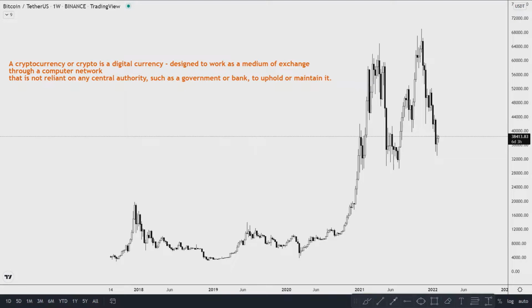So first off, what cryptocurrency is. A cryptocurrency, or crypto as it's usually referred to, is a digital currency designed to work as a medium of exchange through a computer network, which is not reliant on any central authority, such as a government or bank, to uphold and maintain it. So in other words, cryptocurrency is a decentralized asset.